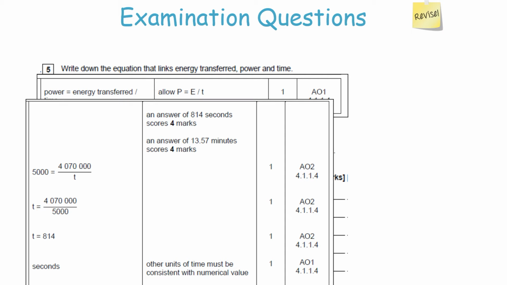Now you then have got to remember to have your units for time. What are the consistent standard units for time? Well, they are seconds. So it's 814 seconds, which once again, does that sound sensible for a heater? Yes it does, so it's probably right.